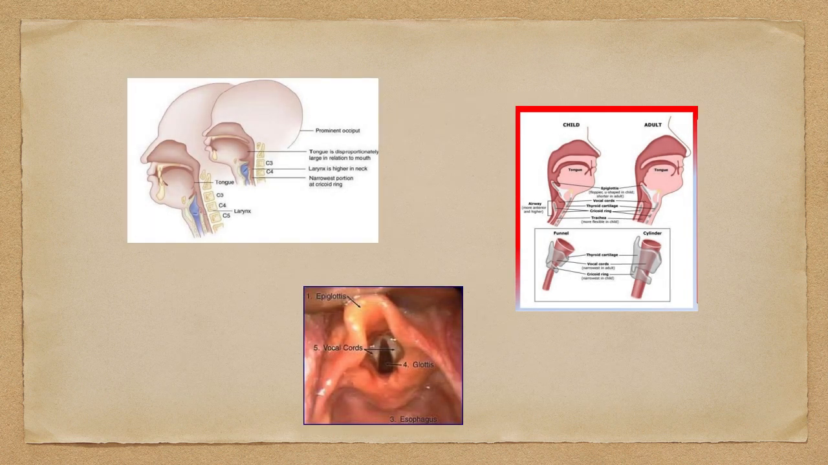As you can see in this picture, there is a large occiput, a large tongue, and the larynx is at the C3 and C4 level. As you can see here, the trachea is funnel shaped in children. This diagram shows the floppy epiglottis and bow-shaped vocal cords.